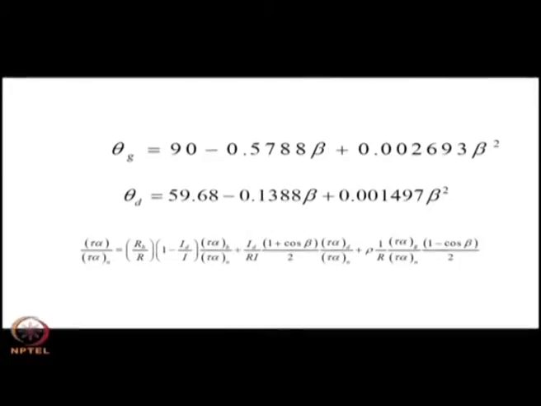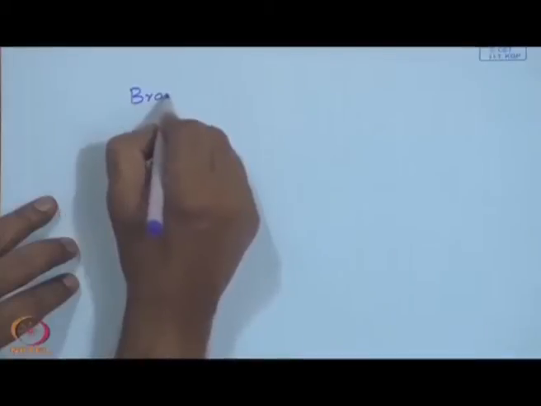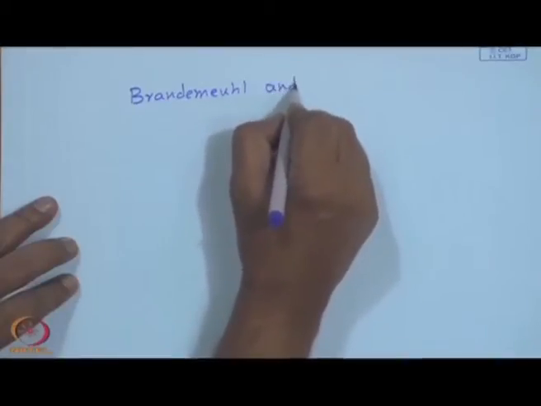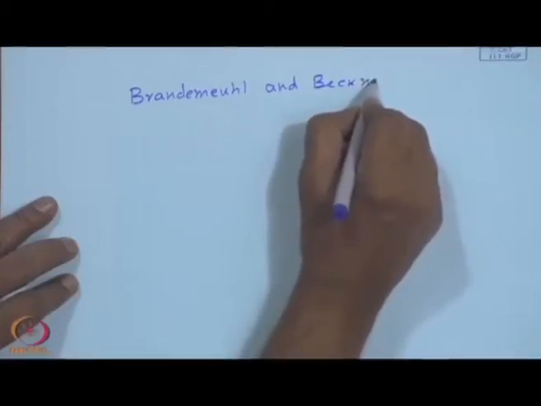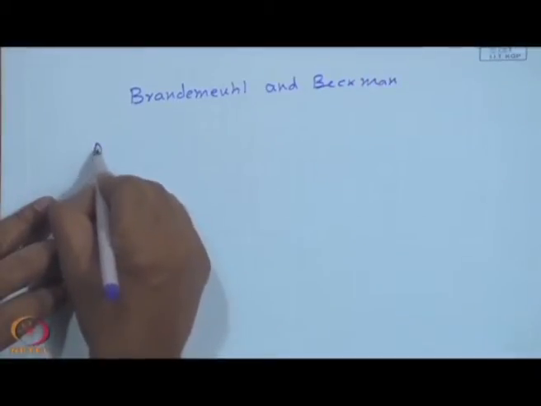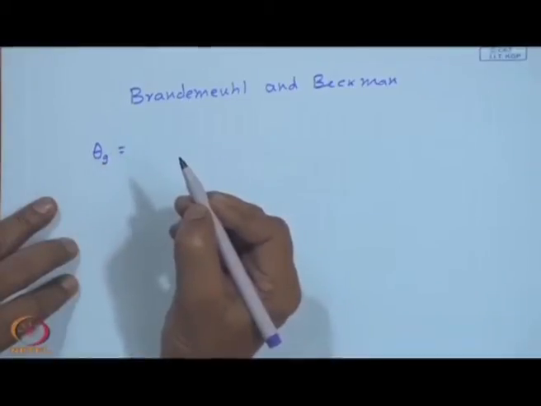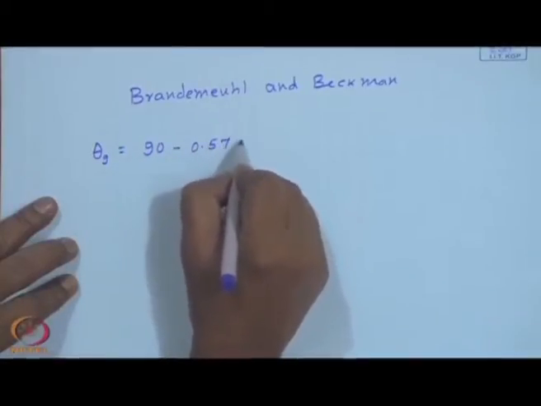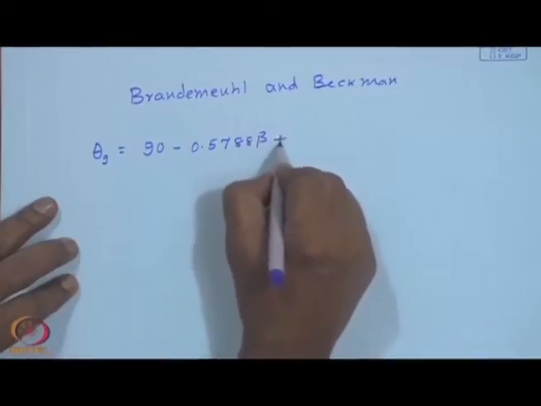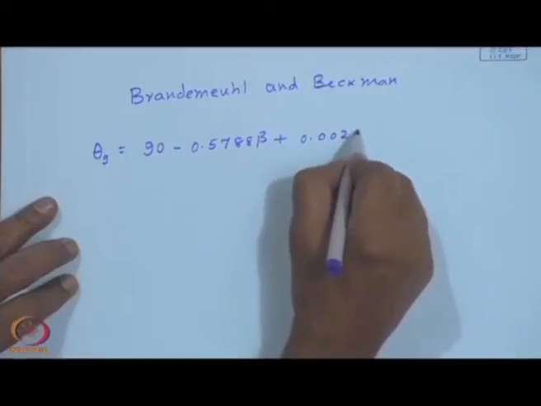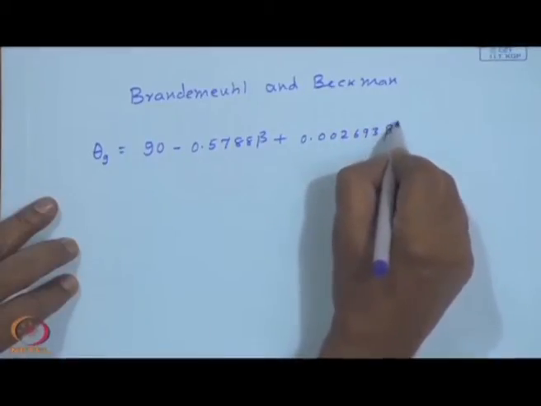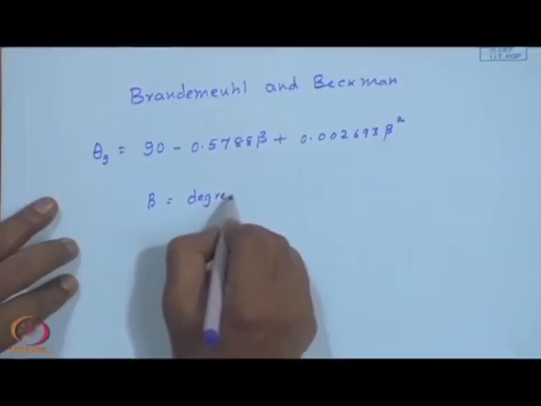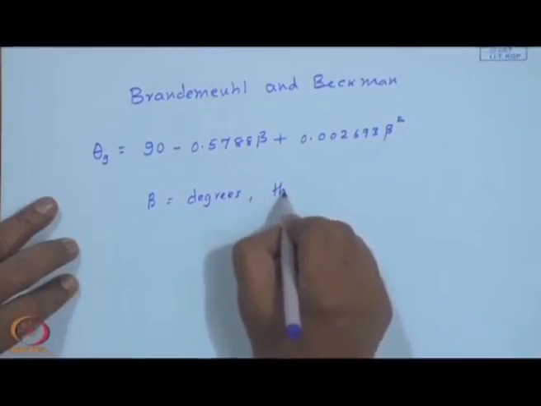So, Brandmühl and Beckmann have correlated theta g, the effective angle of incidence for the ground reflected radiation, as 90 minus 0.5788 beta plus 0.002693 beta square, where beta is in degrees, the slope of the collector.